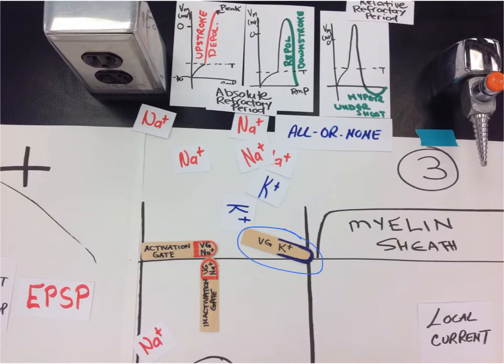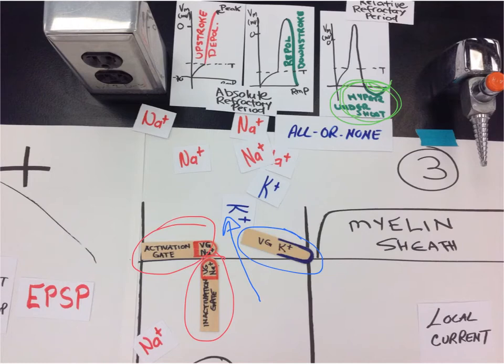These voltage-gated potassium channels were slow to open, and they're also slow to close, which means that potassium is going to continue to move out of the cell, and this is what accounts for the hyperpolarization, or the undershoot of the action potential. During this time, I just want to pay attention here to the positioning of these gates in the voltage-gated sodium channel. They're resetting themselves. The activation gate is now going to close again, and the inactivation gate opens. This is resetting these channels.